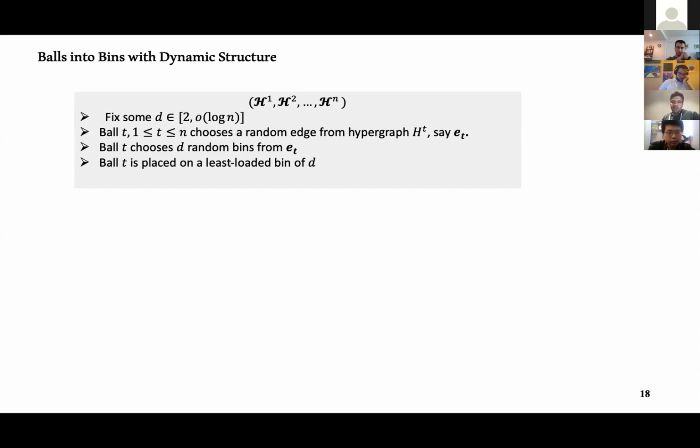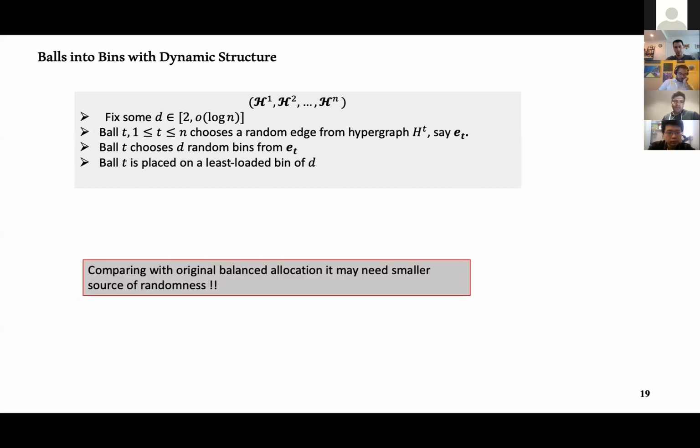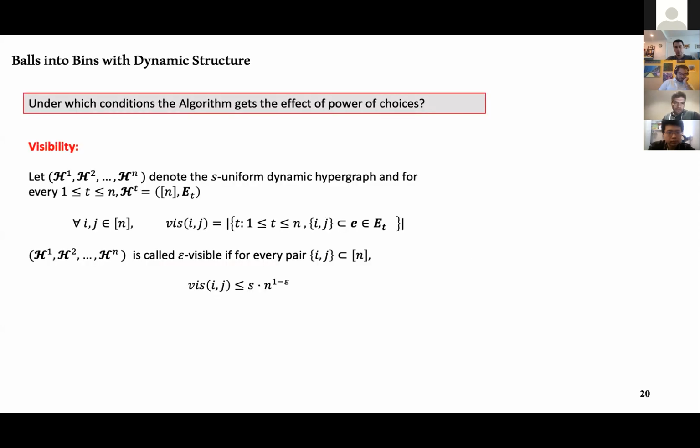Compared with the original balanced allocation, we can see that we need much less randomness because the bins are chosen from a smaller set of bins, which is a random edge from the hypergraph. So the main question is under which condition the algorithm gets the effect of the power of D choices. The very important condition is the visibility.